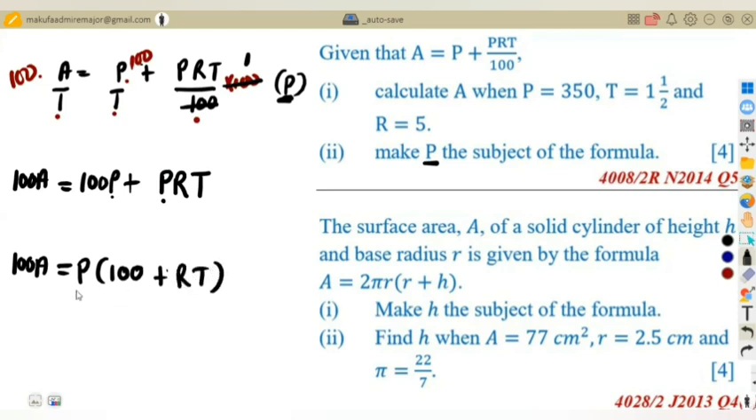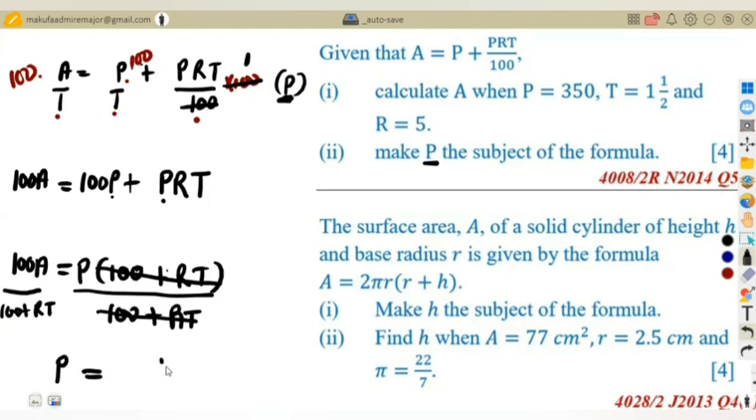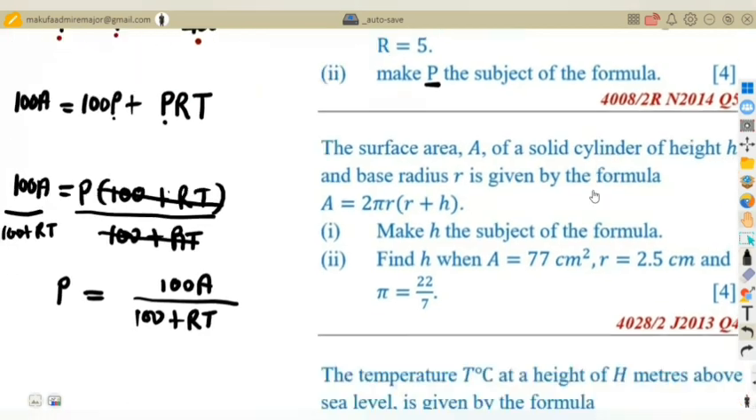So you can divide by the bracket. Since we want to make P the subject, we're going to divide by the bracket of 100 plus RT. So this one cancels here. We are left with P. So therefore, our P is going to be given as 100A over 100 plus RT in this case. All right, so that's P being the subject of the formula.